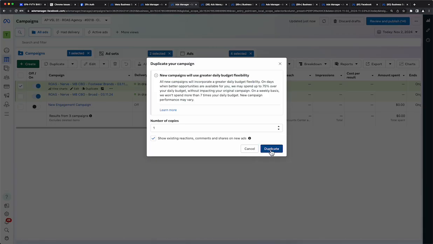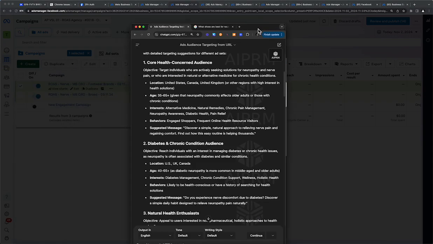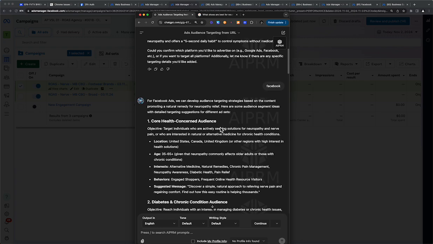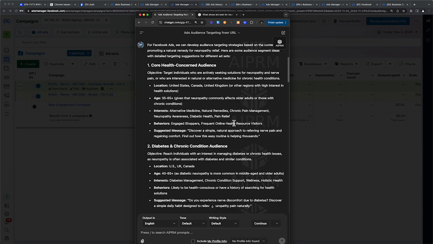So then I'm going to duplicate again. I'm building 5 of these, right? And then I'm starting to think, okay, let's go back to ChatGPT and let's see what else they suggested, right? So health concerned. Is there anything here that we can really think of?